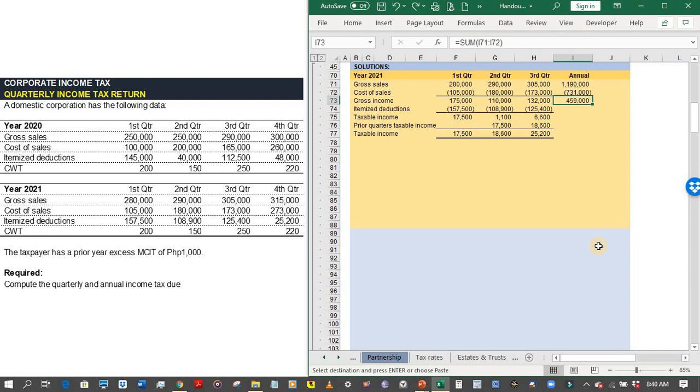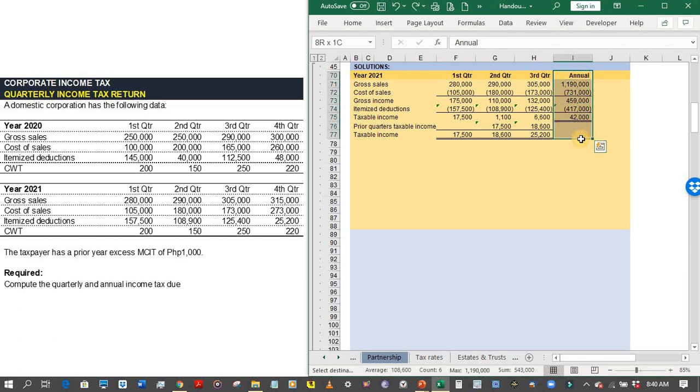Then the gross income is 459,000 pesos. This is the gross income for the year. Then the itemized deduction, which covers the 12-month period of 2021, is 417,000 pesos, and that is the total of 157,500, 108,900, 125,400, and 25,200. Then the taxable income for the year 2021 is now 42,000 pesos. And we will no longer add the prior quarter's taxable income because the 42,000 pesos is already the cumulative amount.